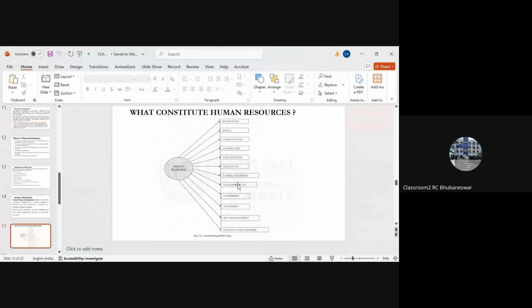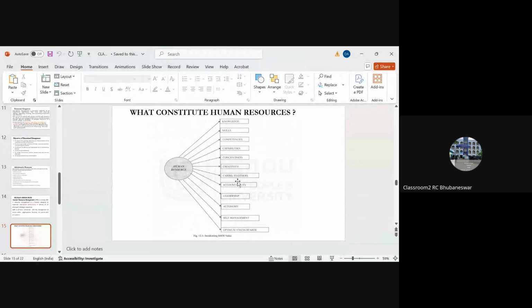Look at this slide well. Is the slide visible? Yes, sir. You see, under human resource, one is knowledge, which is very important. What is knowledge? Knowledge is information. Your experience and your information is your knowledge. Skills: what skills we have to use to do every work? Competencies, our abilities, capabilities, whether we are capable enough to do or not.